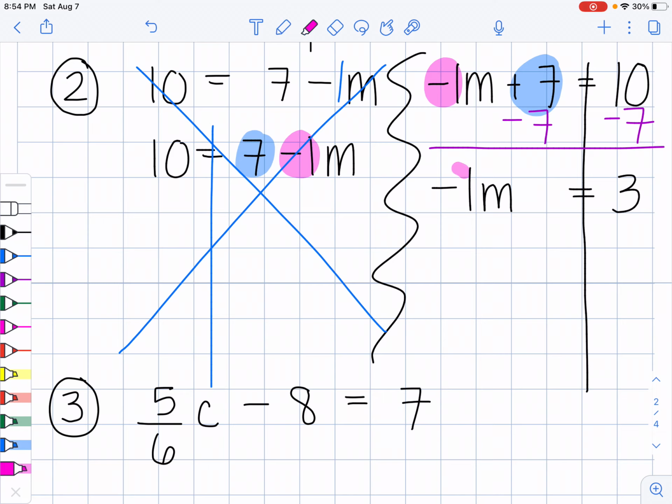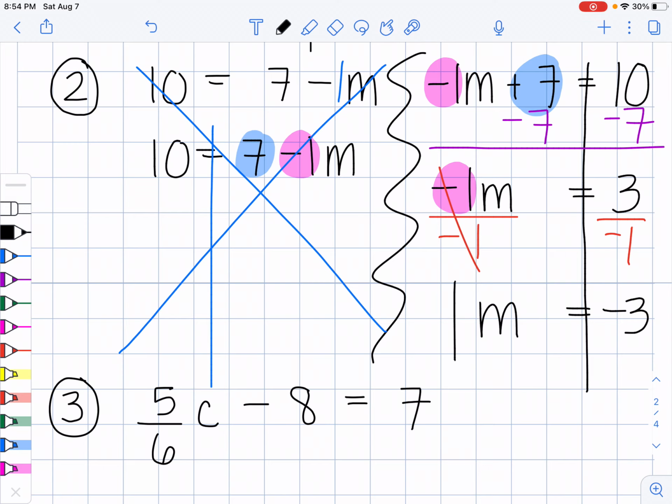Now I have to move this -1. So this says -1 times m. So what undoes multiplication? Division. So I'm going to divide both sides by -1. So my -1's cancel out and I get m is equal to -3. Now you might look at this and say, well, if -m is equal to +3, then positive m is equal to -3. You can also think about it that way. And you can go ahead and check this just like we did the first one.